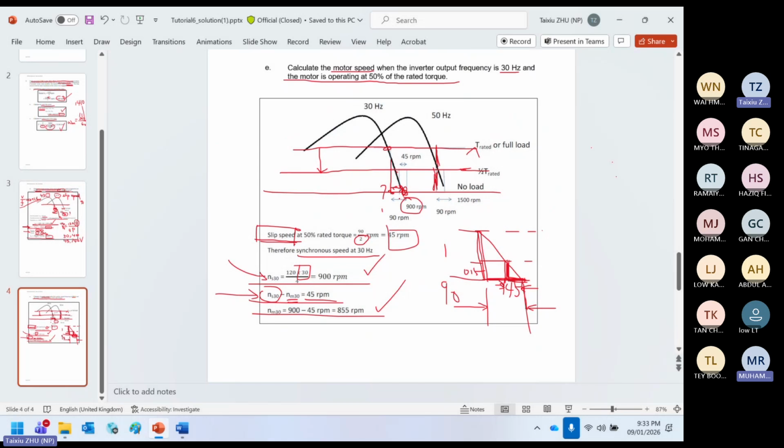45, right? Yes. That's how you get it. Then 900 minus 45, you get here. That's the speed.